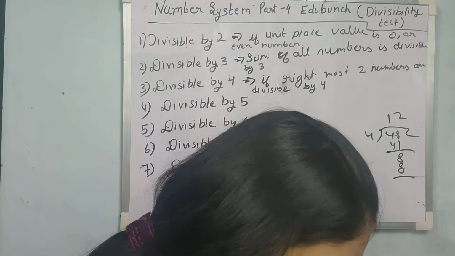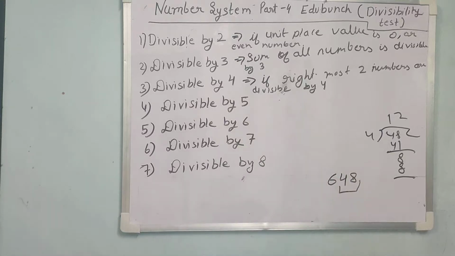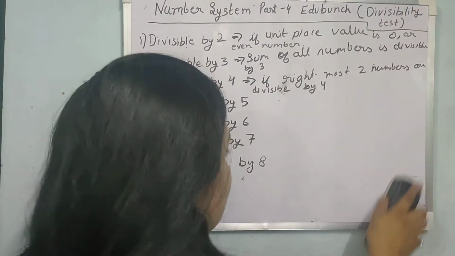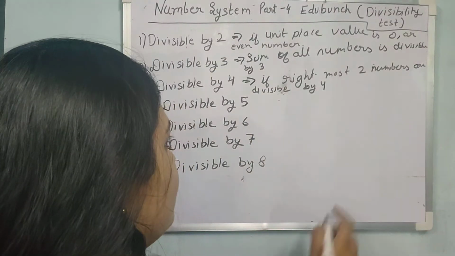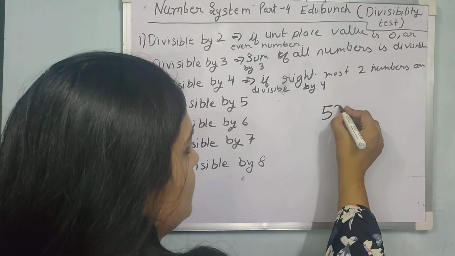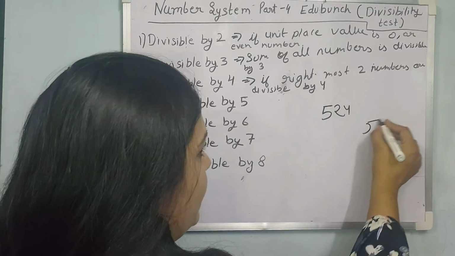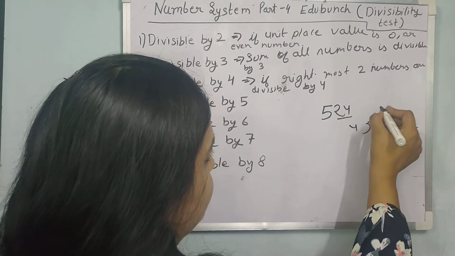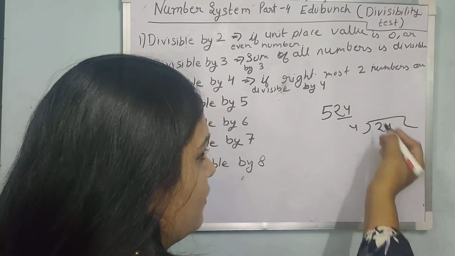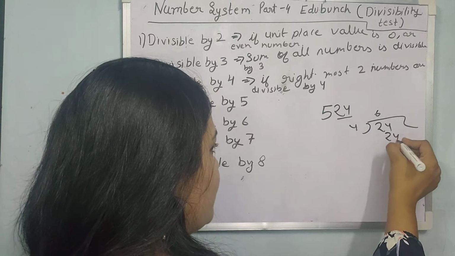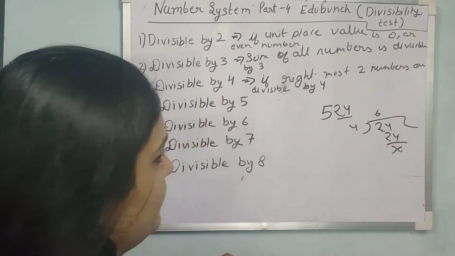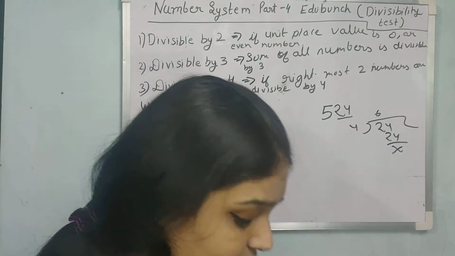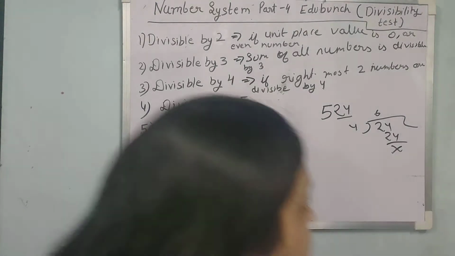Now we take another example. Assume we have 524. So here we just take 24 and try to divide it by 4. 6 fours are 24. So here there is no remainder. So we can say 524 is divisible by 4.